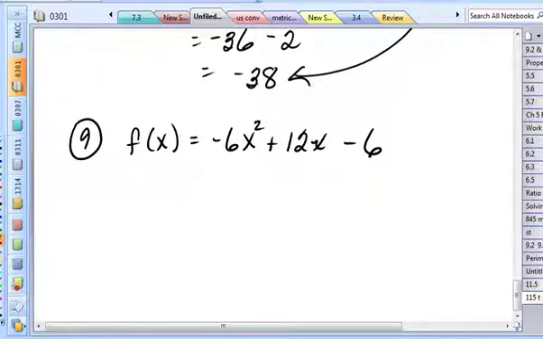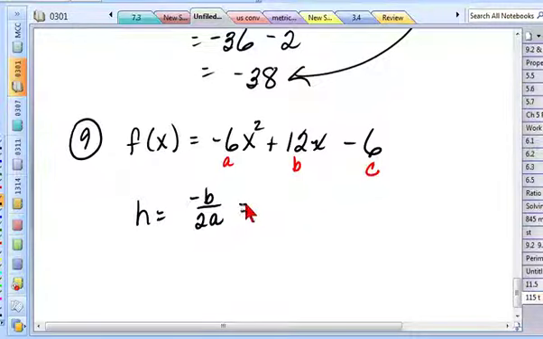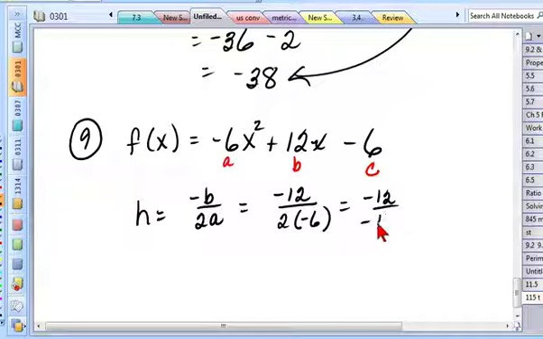All right, in this one, here's A, here's B, here's C. So if I'm going to use the formulas, h is equal to -b over 2a, and these are on your note sheet. So that's going to be the opposite of b, which is -12 over 2 times -6. That's -12 over -12, which is 1.